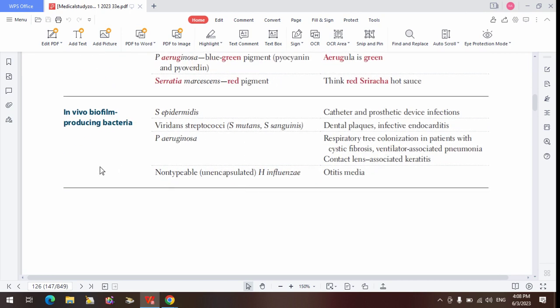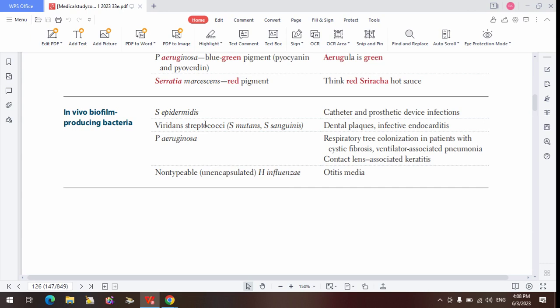Okay. Then we've already talked about this, so we are just going to dilate on it a little. The bacteria that form biofilm in vivo include Staphylococcus epidermidis, the Viridans streptococcus, which include Streptococcus mutans and sanguinis. So sanguinis and Streptococcus mutans are examples of Viridans streptococcus that can form biofilm. We have Pseudomonas aeruginosa and the non-typable or unencapsulated Haemophilus influenzae.